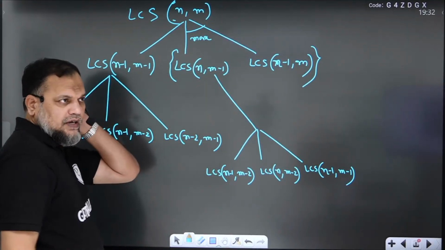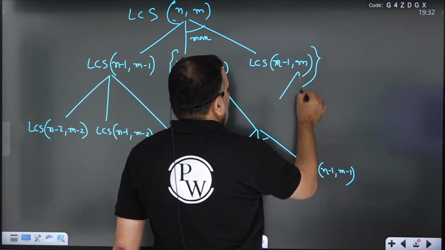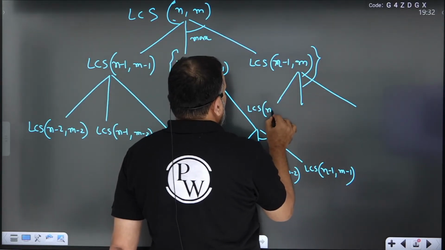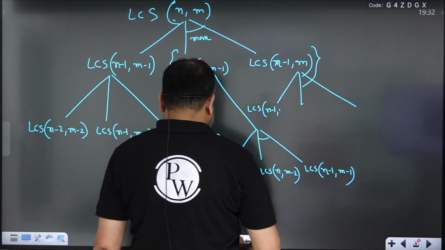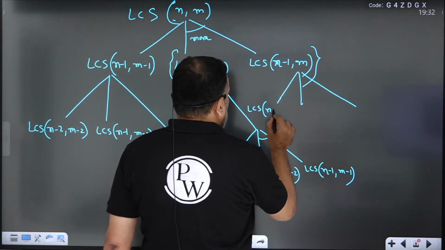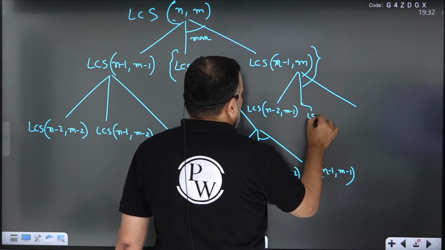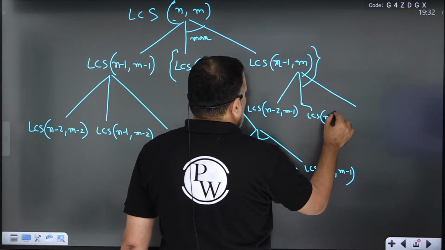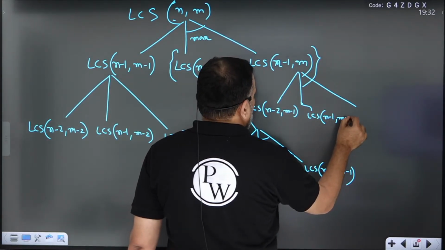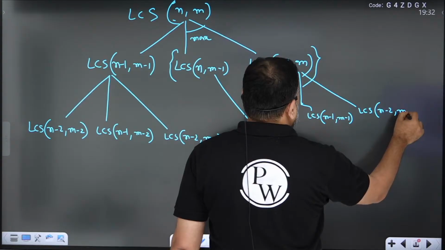Hope you are able to understand the derivation of this recursion tree. अगर आप इसे expand करोगे, I will have three subproblems which I am writing here: LCS of n minus 2, m minus 1, or LCS of n minus 1, m minus 1, or LCS of n minus 2 comma m.